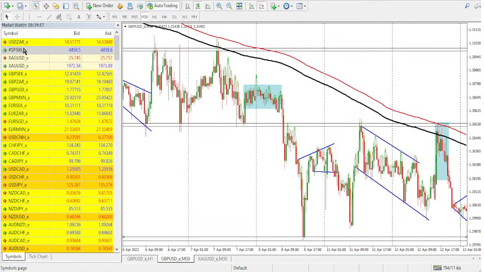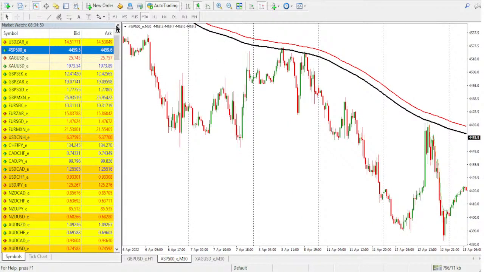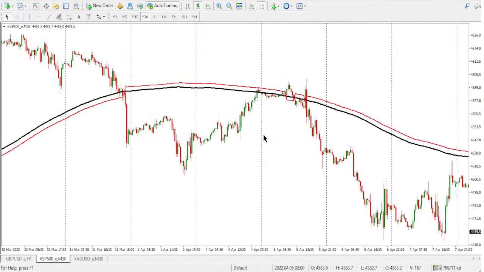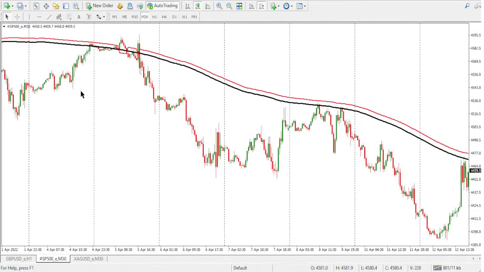The next chart which we'll be looking at is the SP500. So far on the SP500, look at how nicely we had this moving average giving us a good resistance. We had a dynamic resistance around this area here.